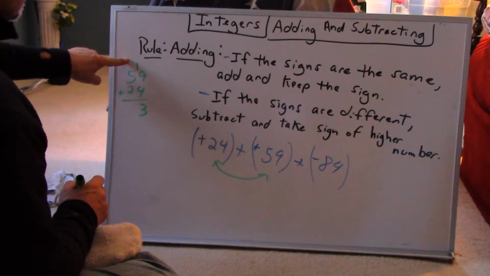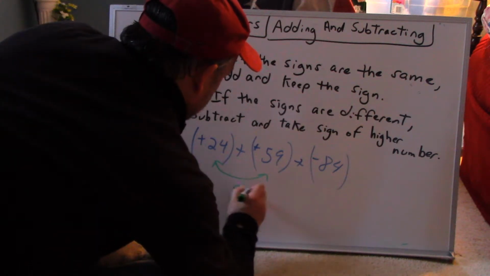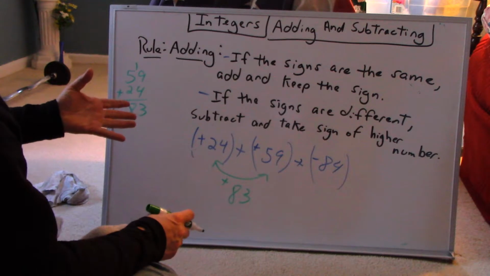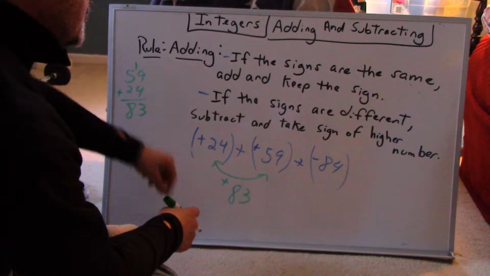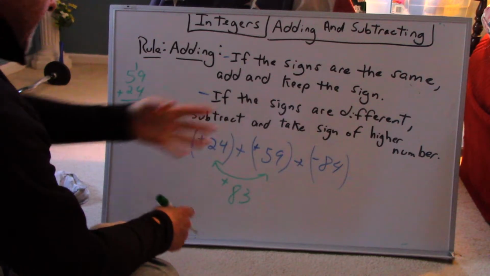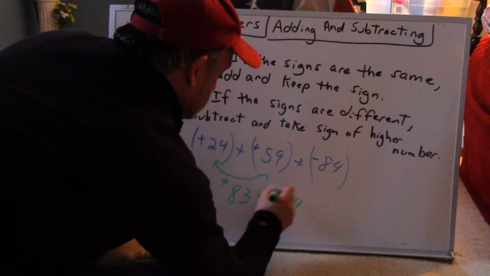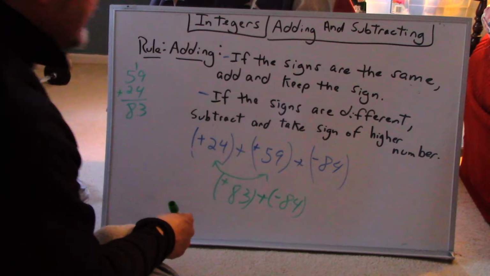And then I add 5 plus 1 is 6, plus 2 is 8. It's 83. So these 2 are positive 83 because I took the sign, I added and kept the sign. Now, right, so that's actually rule number 1 I used. Then I bring down this guy, which is negative 84. So now I have a new problem, right? So now it's positive 83 and negative 84.